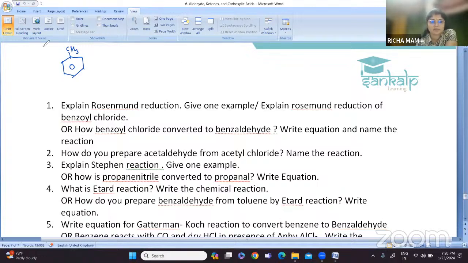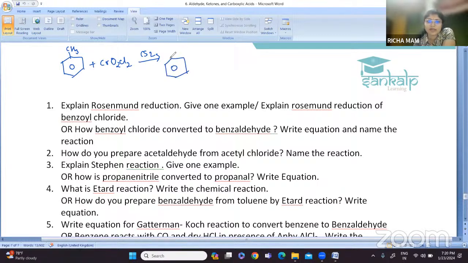Okay, so toluene. What happens to toluene? Toluene reacts with chromyl chloride. What is chromyl chloride? CrO2Cl2. Toluene reacts with chromyl chloride in the presence of carbon disulfide, and it gives you a complex.